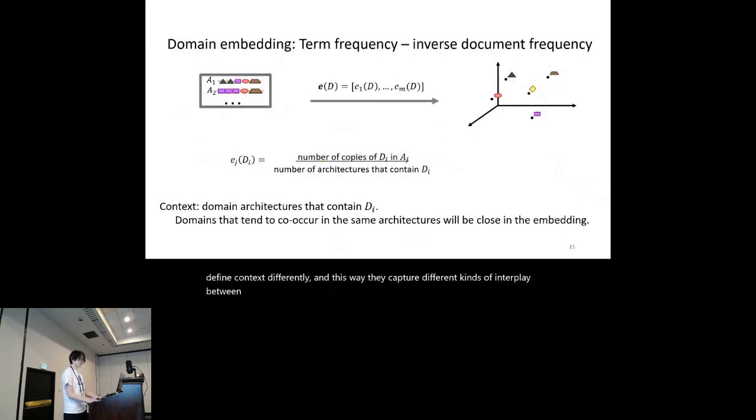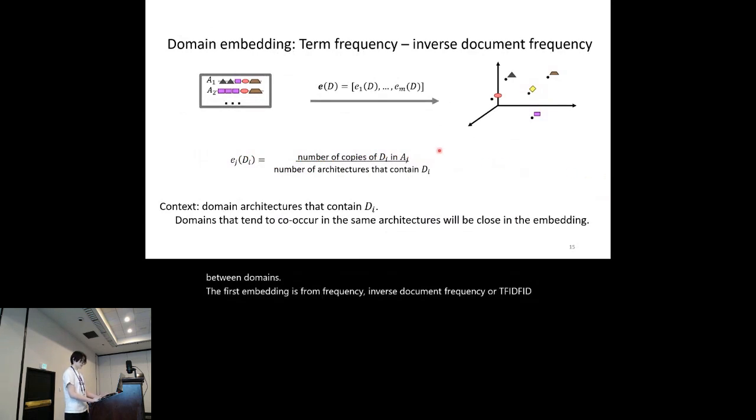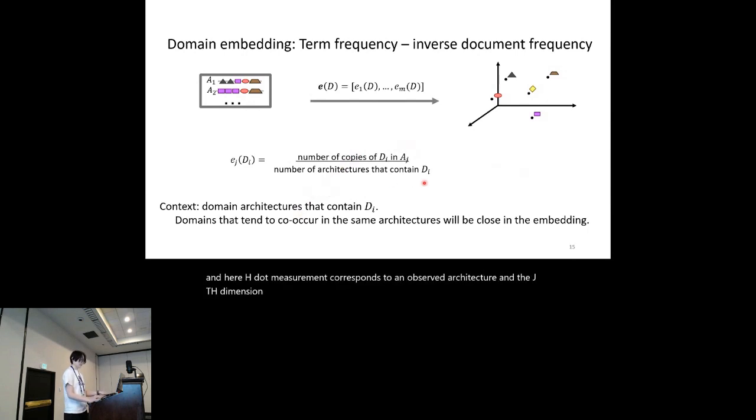The first embedding is term frequency inverse document frequency, or TF-IDF. And here each dimension corresponds to an observed architecture. And the jth dimension of the embedding for domain DI is calculated as its copy number in the jth domain architecture divided by the total number of architectures that contain DI. And this way we capture how selectively DI appears across all domain architectures, emphasizing rare domains or architecture-specific domains. In short, the context here is domain architectures that contain DI, and domains that tend to co-occur in the same architectures will be close in the embedding.